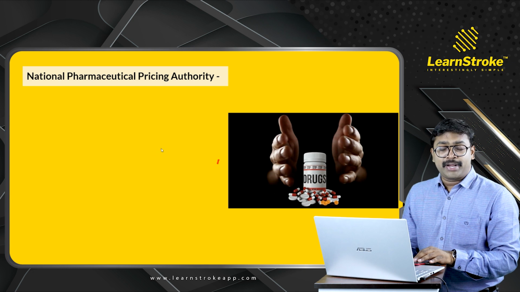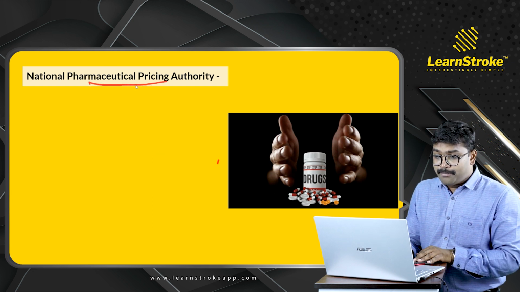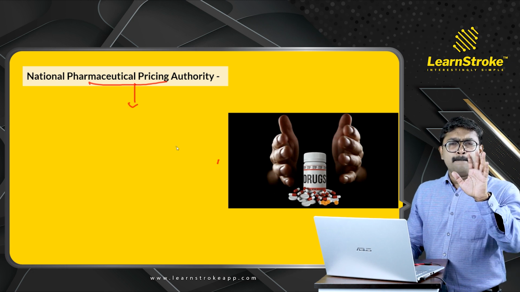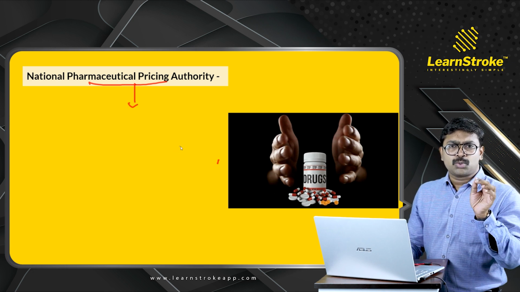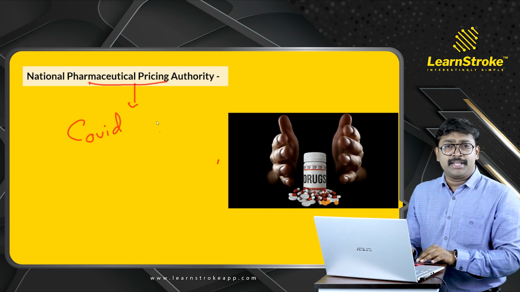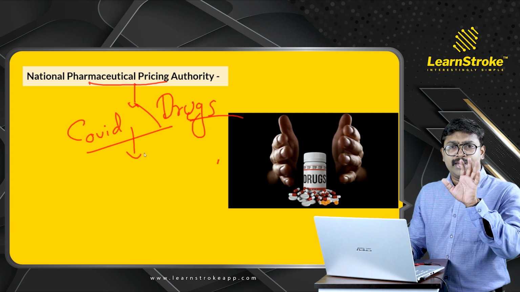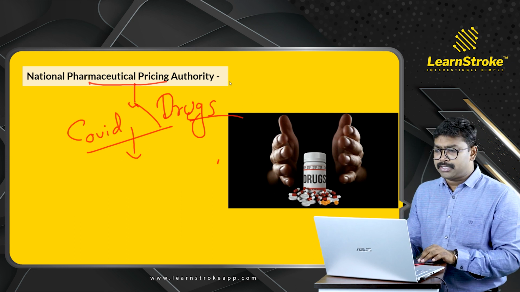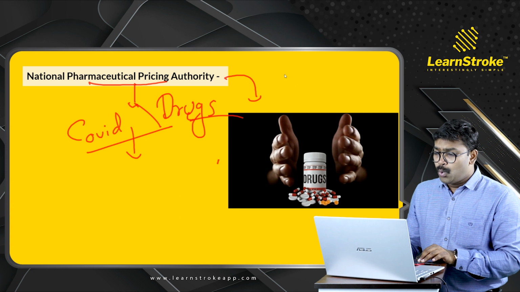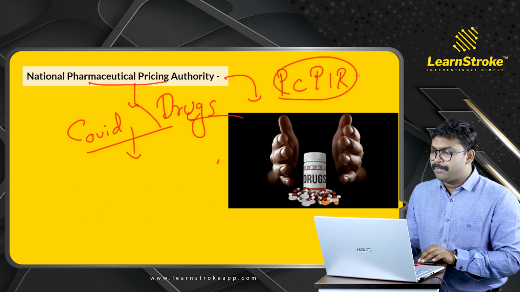National Pharmaceutical Pricing Authority, or the NPPA, is very important here, which has appeared many times in the news in the last 1 year, and especially in the wake of COVID-19. And as you must have seen in the picture, it is all about drugs. NPPA is very important. So we need to take the key important things from this, and after discussing this, we'll discuss something called PCPIR. What do you mean by PCPIR?